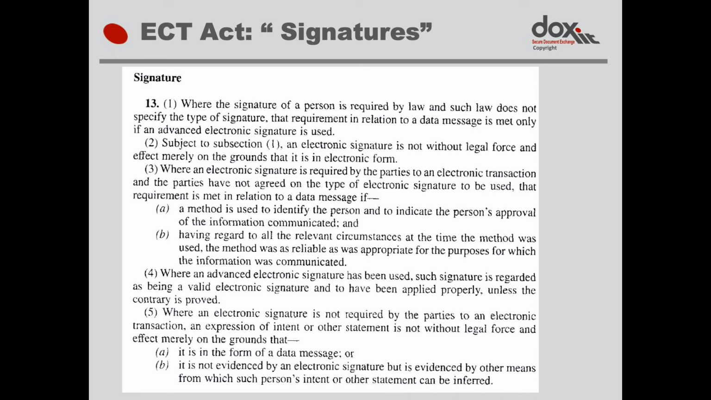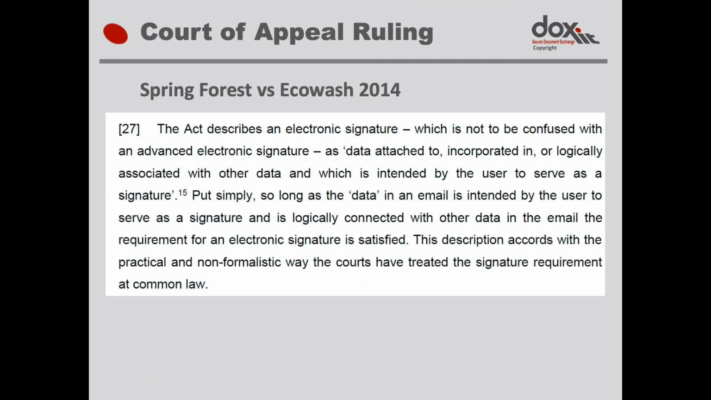Let's read what the Act says in Section 13. Where the signature of a person is required by law, and such law does not specify the type of signature, that requirement in relation to a data message is met only if an advanced electronic signature is used. Subject to subsection 1, an electronic signature is not without legal force and effect merely on the grounds that it is in electronic form. How can we be certain that a name typed at the bottom of an email message can act as a signature?